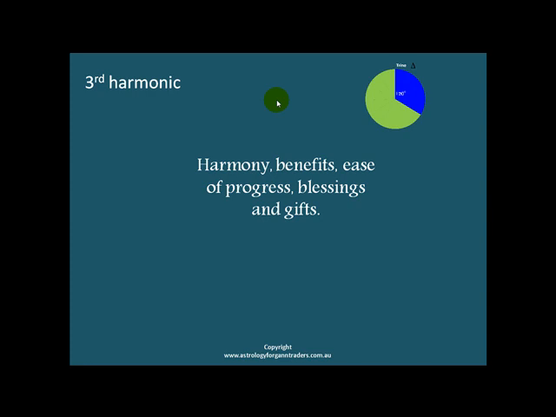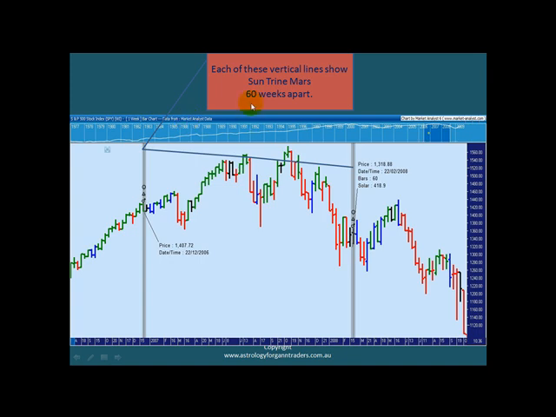Everyone wants a trine in their chart, and everyone wants a trine to form in the heavens because it's just flowing energy and you feel good. So it's very nice. So let's have a look here. The Sun trine Mars I've plotted here, and they're 60 weeks apart. So that's another nice cycle.